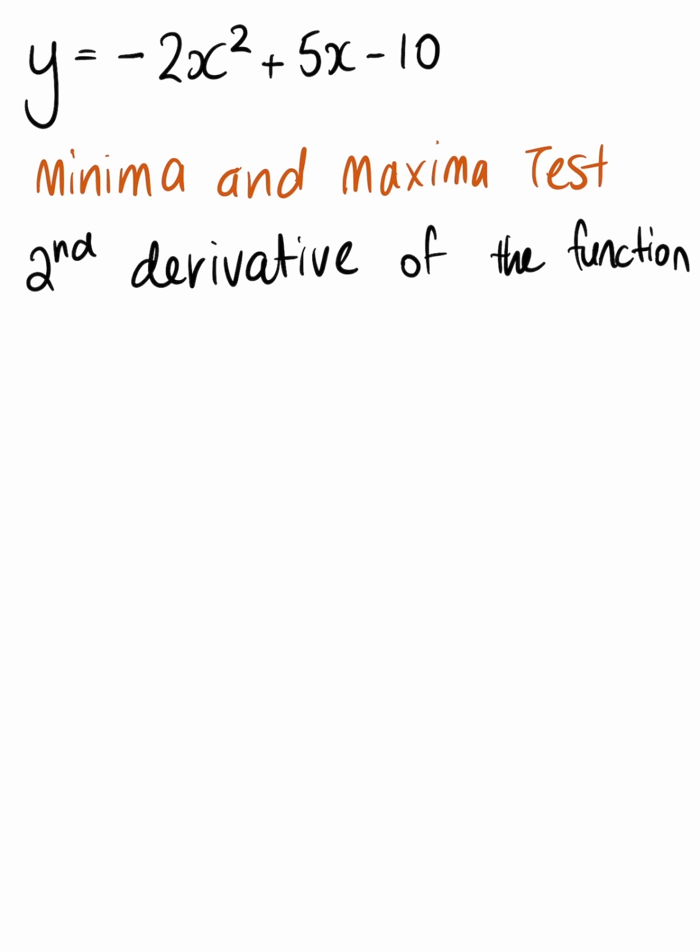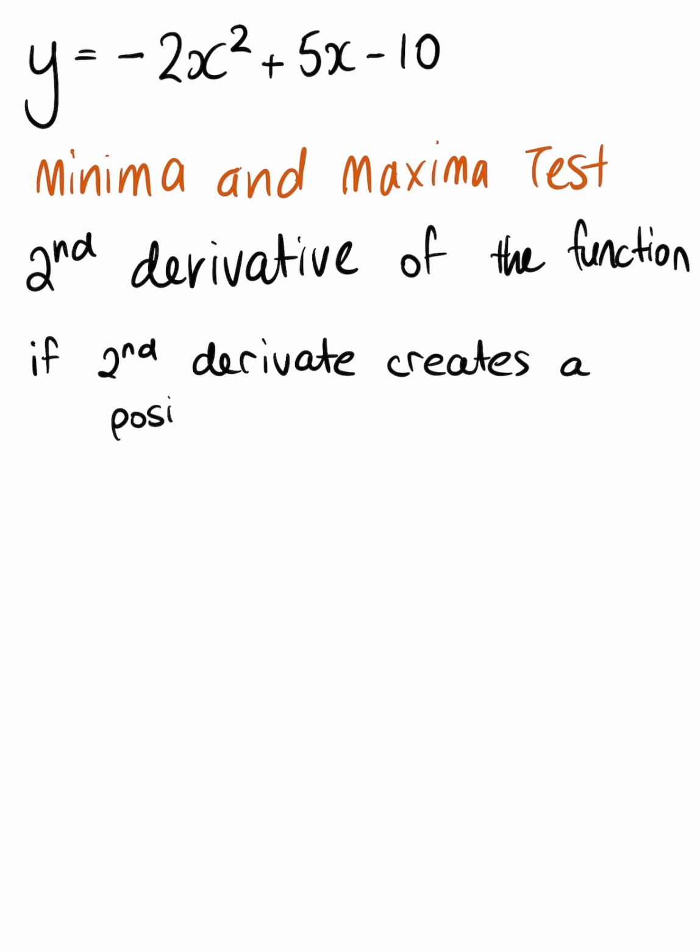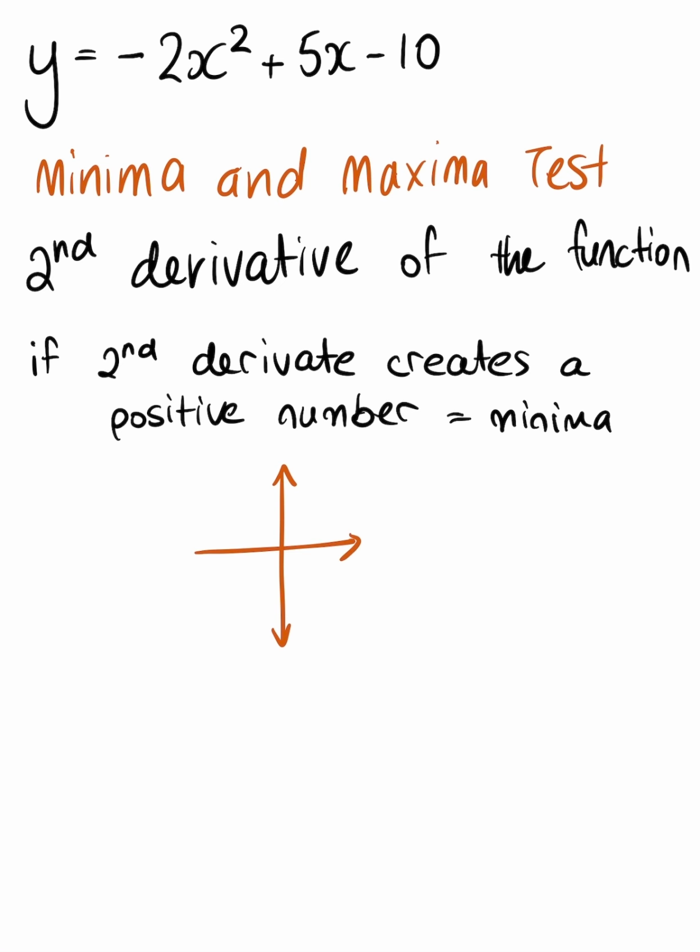Now, today I'm going to be teaching you what's called the Minima and Maxima test. And this is a way for us to determine if a function has a minima or a maxima. So what we mean by this is when we're dealing with the second derivative of a function. The second derivative of a function will let you know if something is a minima or a maxima. So we're dealing with the idea of the highest and lowest points of a function.